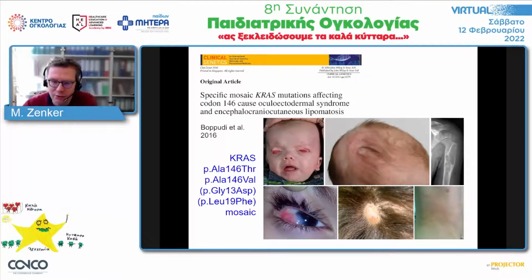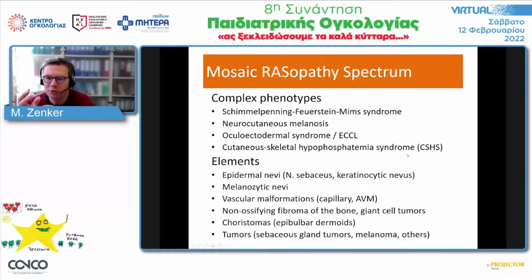And other rare conditions included in this category is, for example, the ocular ectodermal syndrome, which is caused by specific KRAS mutation, which differ from the ones that cause the other conditions. And you see here also that besides these skin defects, these patients have epibulbar dermoids and also have these bone cysts, and may also have keratinocytic nevi. So we see that this rasopathy spectrum includes more complex phenotypes by systematized mosaicism, and the elements of them include single lesions that have, of course, the same mutations like single epidermal nevi or melanocytic nevi, vascular malformation, non-ossifying fibromas, giant cell tumors, epibulbar dermoids, and other tumors.